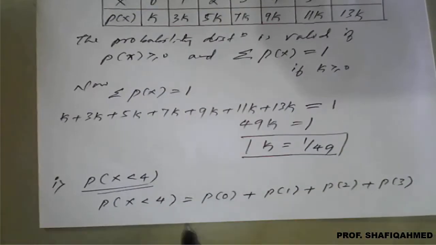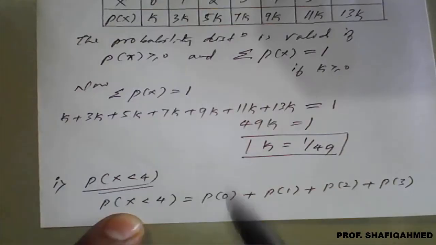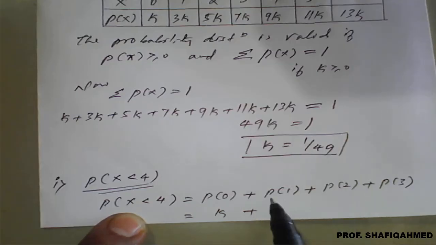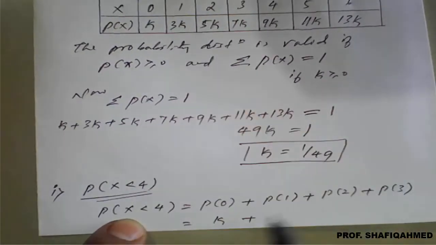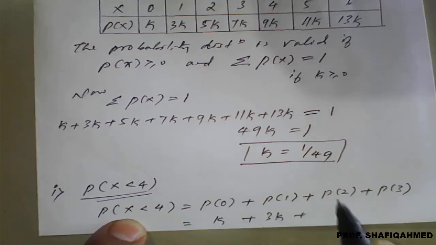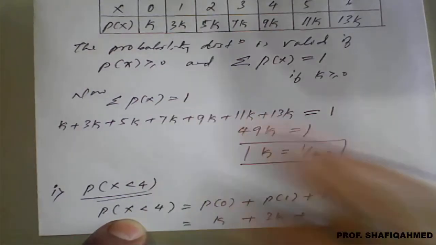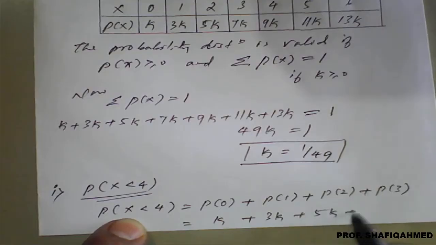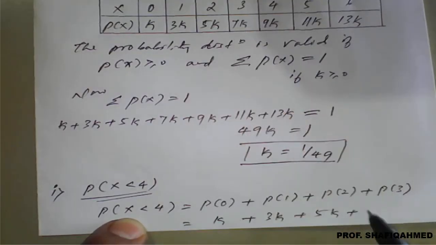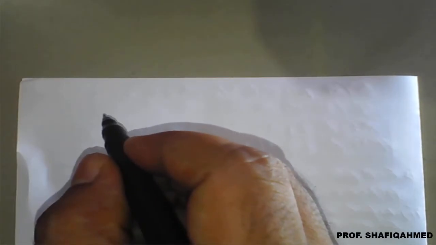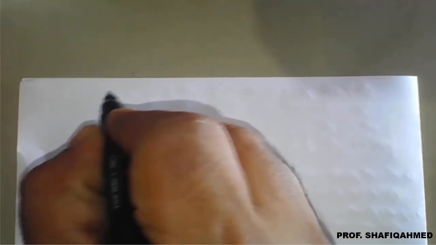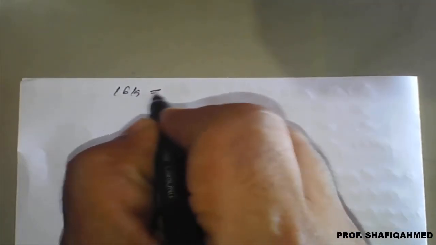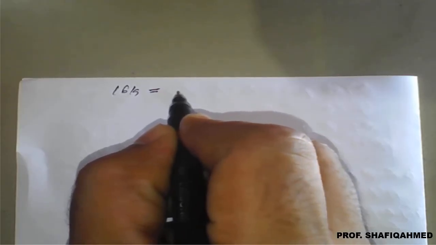Therefore, P(0) is k, plus P(1), what answer do we have here, 3k, plus P(2) according to the table is 5k, P(3) is 7k. Check how much it will be. If you add all that, k plus 3k plus 5k plus 7k, we will get 16k.